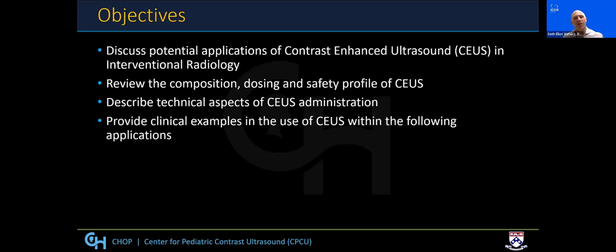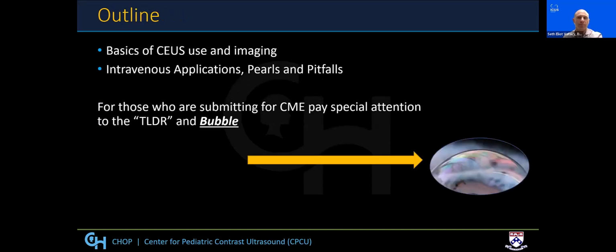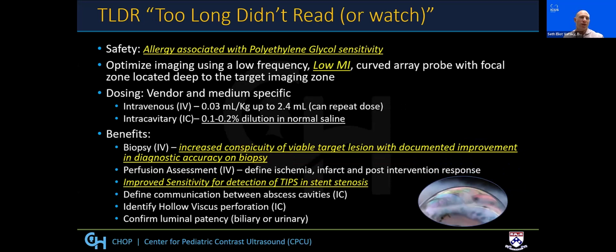So my objectives today are to discuss the benefits of using intravenous contrast ultrasound in pediatric IR, provide examples from our own experience and the literature, and review our current workflow and some pitfalls in the use of contrast enhanced ultrasound in the IR section. I have indicated what I think are key points with this little bubble indicator. Additionally, I included this TLDR, or too long didn't read or watch slide, which has a cumulative appearance of the critical items that I'd like to convey to you during the course of this presentation.